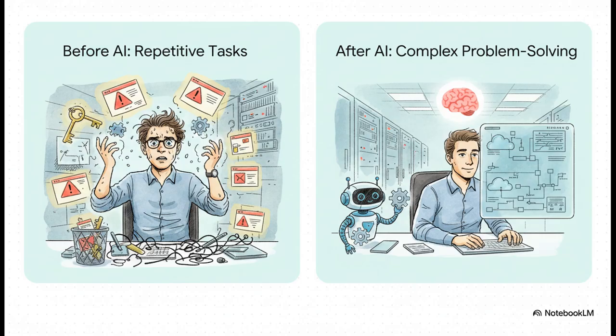Let's look at the system administrator role as a perfect example. Before AI, a huge chunk of their day might have been spent just resetting passwords and doing basic maintenance. But now, with AI automating a lot of that, their focus shifts to much more complex work, like optimizing the entire system for peak performance or figuring out the best way to integrate new AI tools into the company.